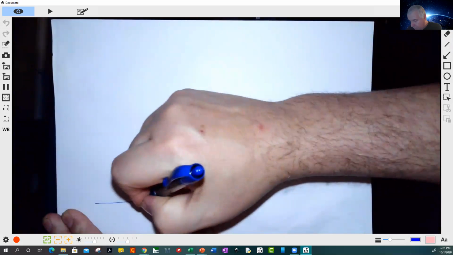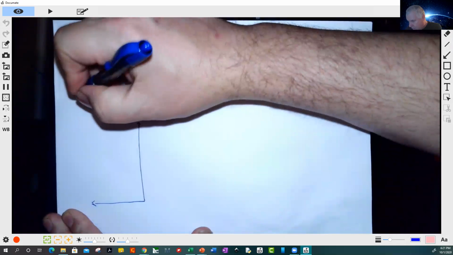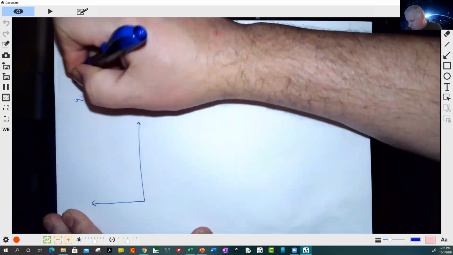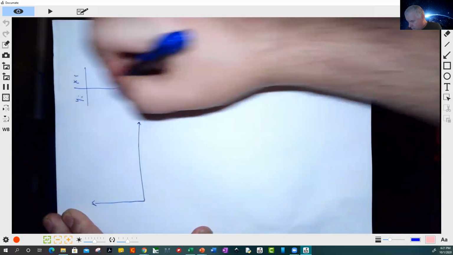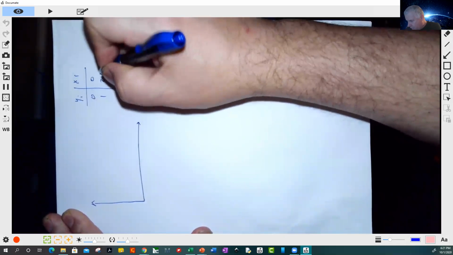So, for example, we can take the least squares modeling of a line, right? And in that case, we'll have a set of data. Zero, zero, 1, 1, 5.